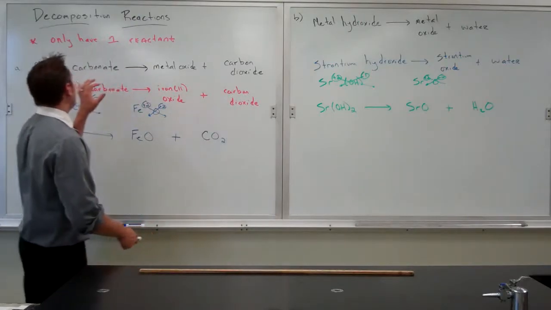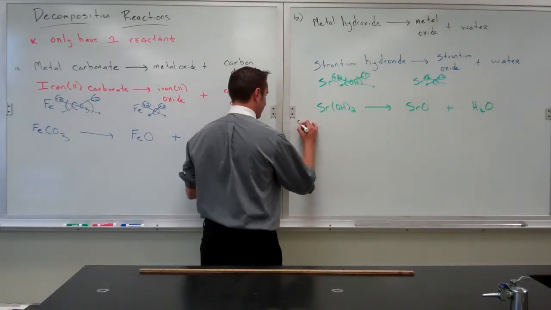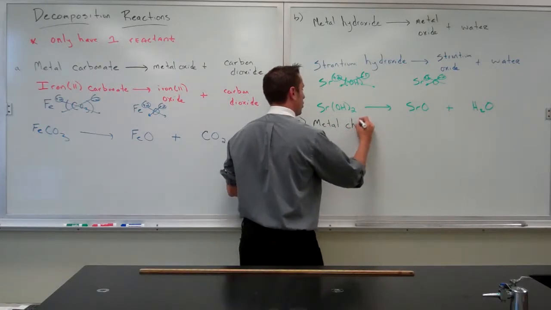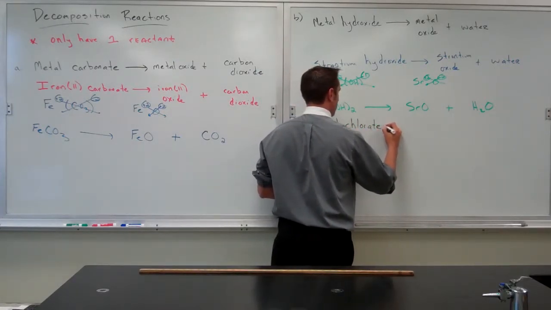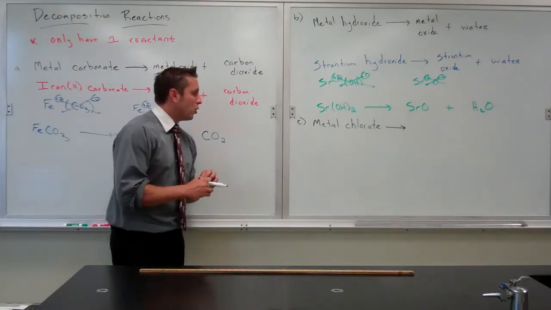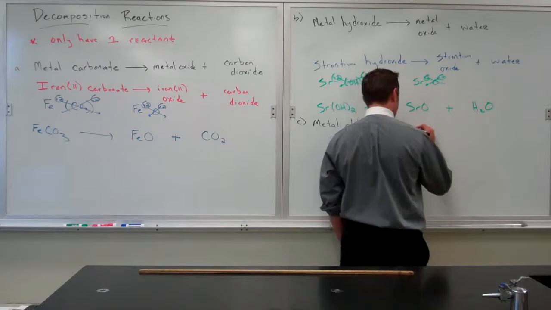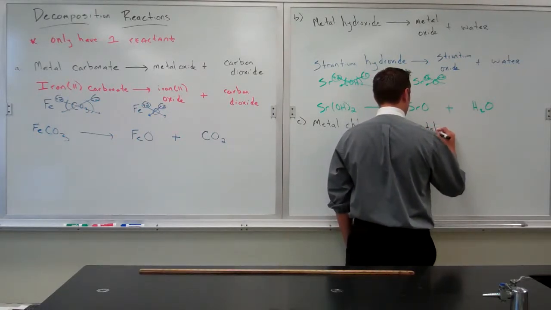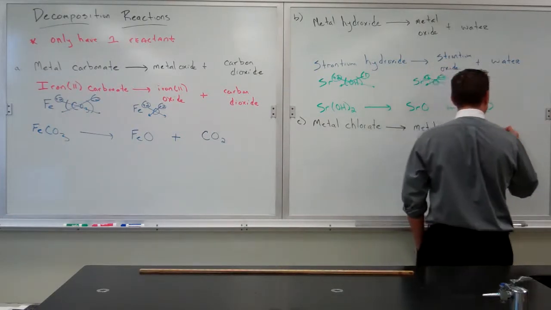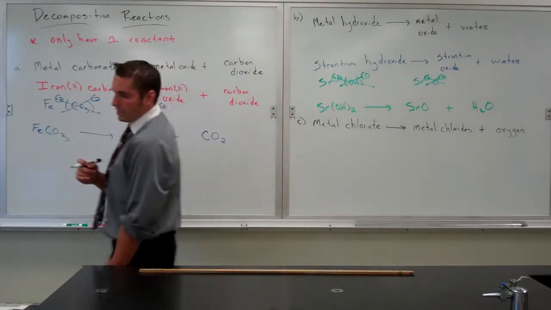So the first 2 types, you've got metal carbonates, metal hydroxides. Third type are metal chlorates. Right, so if I see a metal chlorate, what does it break up into? Metal chlorates break up into metal chlorides plus oxygen. So metal chlorides plus oxygen.